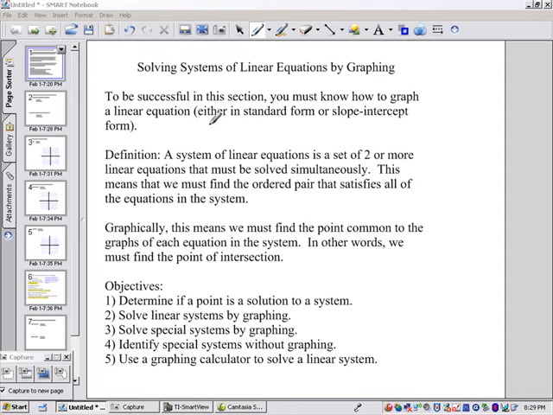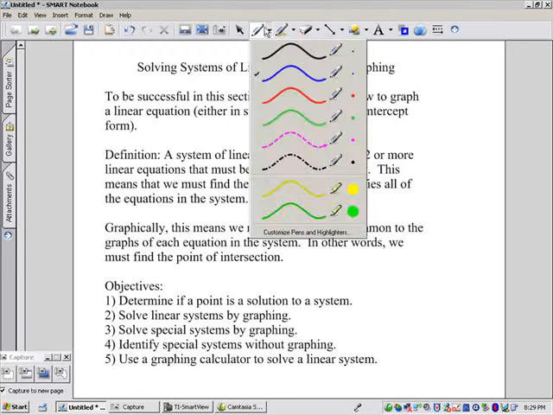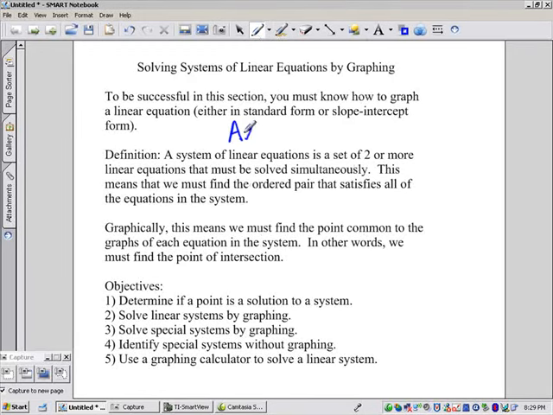To be successful in this section, you must know how to graph a linear equation, and we've discussed this already with two different methods. In some cases, you're given the standard form, which is the equation ax plus by is equal to c. And in that method, we could find the x and the y intercepts. Or you may also remember the slope-intercept form, which is y is equal to mx plus b. And there we can use the y-intercept and the slope to get the graph of the line.